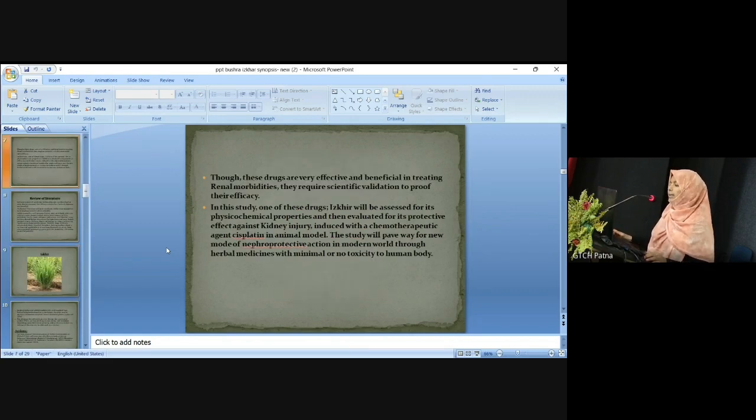Though these drugs are very effective and beneficial in treating renal morbidities, they require scientific validation to prove their efficacy. In this study, one of these drugs, that is Izkhar, as I've already mentioned, will be assessed for its physicochemical properties, and then it will be evaluated for protective effect against kidney injury, which will be induced by cisplatin, an anti-cancerous agent, in an animal model. The study will pave the way for a new mode of nephroprotective action in the modern world through herbal medicine, with minimal or no toxicity to the human body.